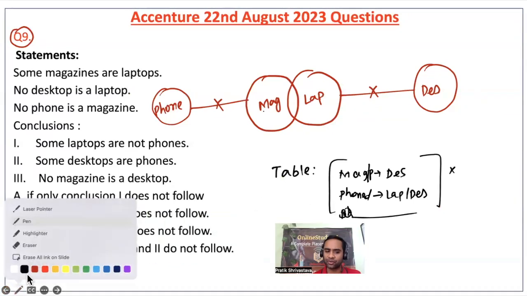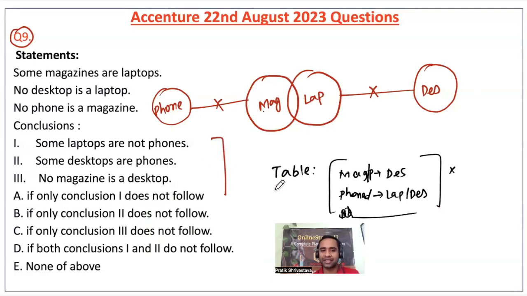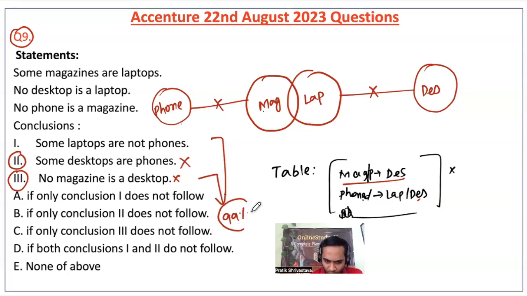So we have noted this down in the table, and if they ask it in the conclusion, I will say, my dear friends, that is wrong. Let us see conclusion two first: some desktop are phone. Desktop and phone relation is not given, so if they ask, it is false. Next, no magazine is desktop. Magazine's relation with desktop is not given, so again, relation not given means false. I know many students will say, sir, you are wrong here and conclusion three will be correct. No, my dear friends, it is not correct. The relation has not been given.